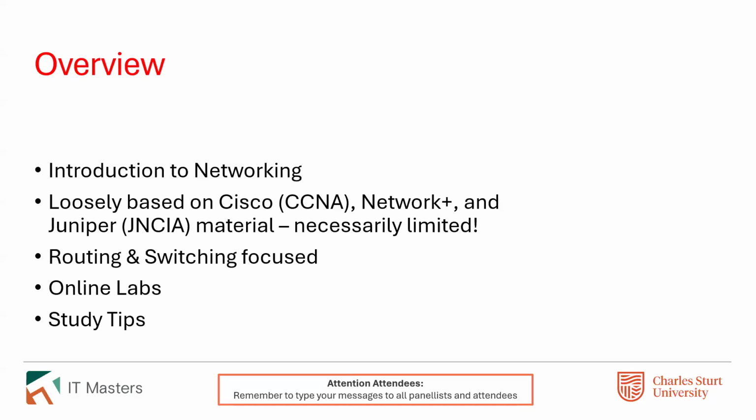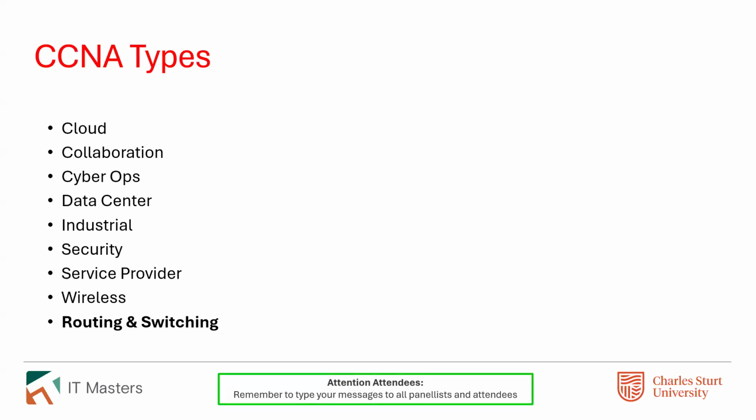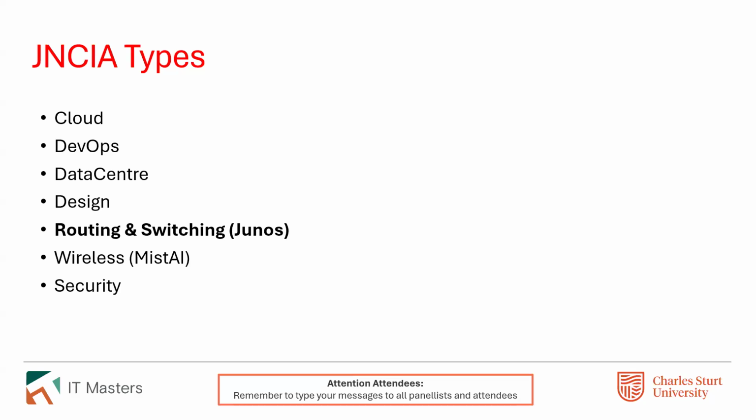In terms of where this fits in, the CCNA, it is broadly modeled on the CCNA RNS, routing and switching model. So we're not going to be talking much about service provider or security or wireless. We're going to be focused on what, in the parlance of networking, is really layer 2 and layer 3. Similarly, JNCIA-wise, we're looking at the Junos equivalent, the routing and switching stack, as it were. The other certs are absolutely worth looking at, but they're certainly outside the scope of this particular set of topics.